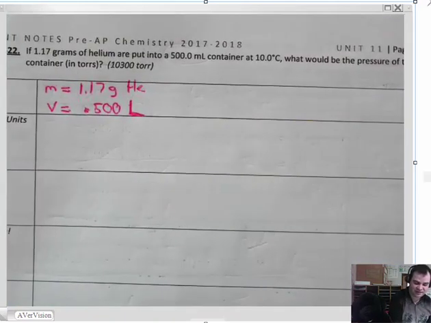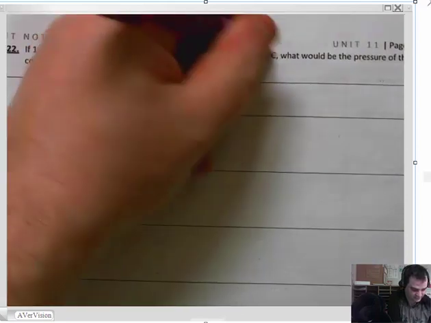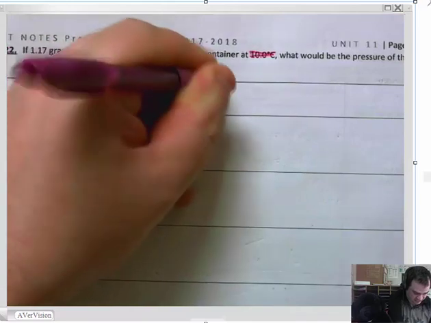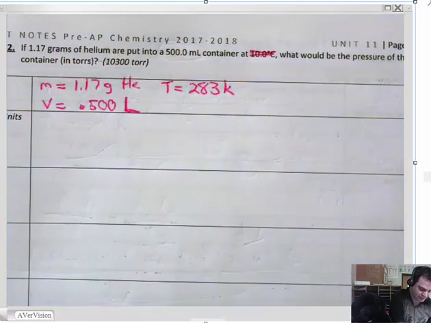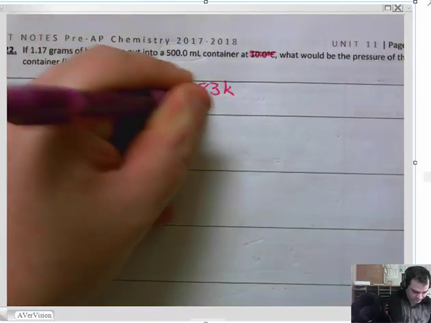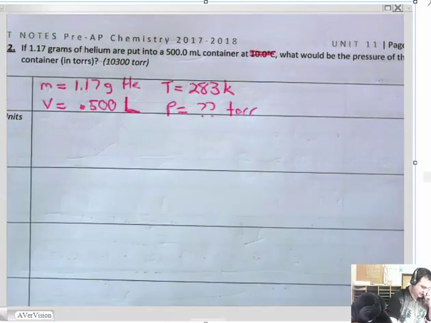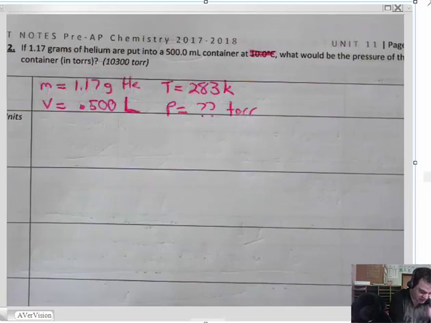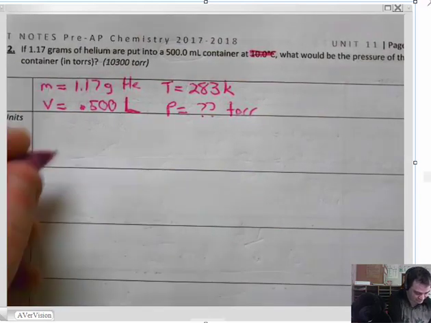in a container that is 10 degrees Celsius. You're right, we're not going to use Celsius, Darian. 283 Kelvin. What would the pressure be in torr? So we're looking for the pressure in torr. So here's where this becomes fun. I don't have double P's or V's or T's, so I'm going to use a form of the ideal gas law here. So I am going to pick an R.